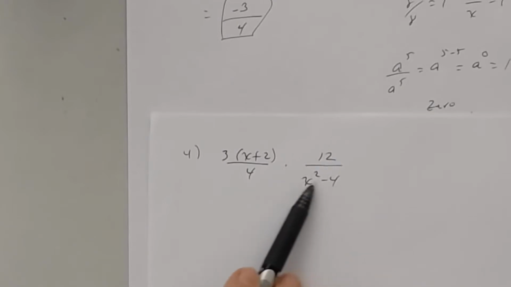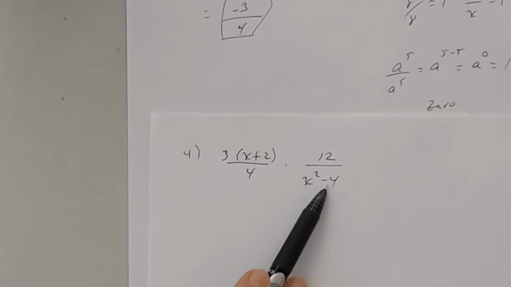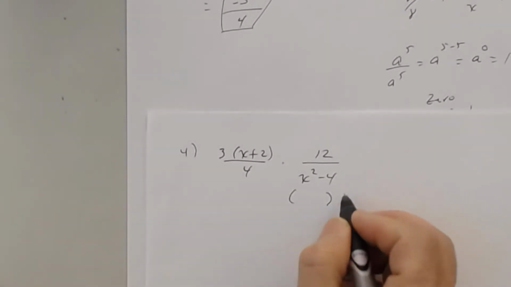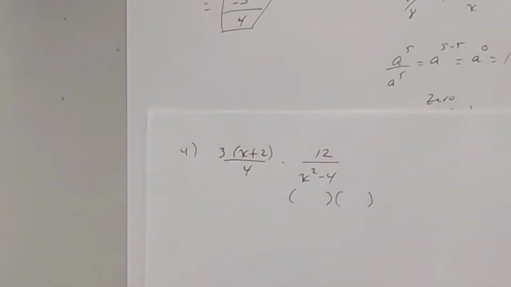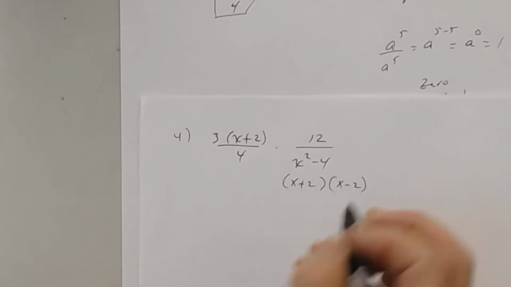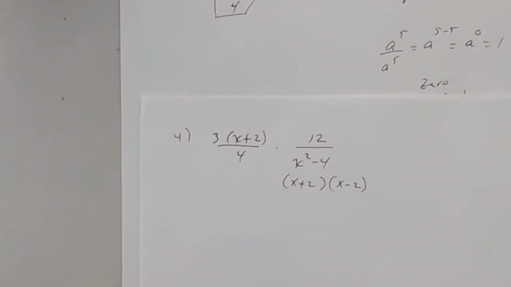But look at this. This is not factored. You could have had this in your last test. How do you factor x squared minus 4? What is it? Difference of two squares. So I'm going to go right underneath here. I'm going to factor it. How do you factor x squared minus 4? X plus 2, x minus 2. So step 1 is to factor, just like you did previously. Step 2 is to reduce, just like you did previously.